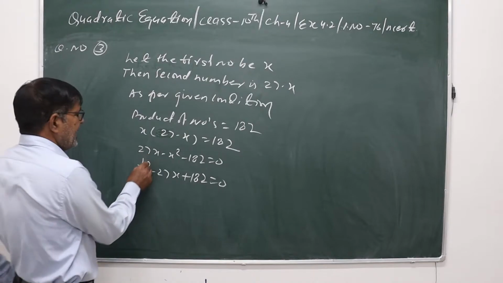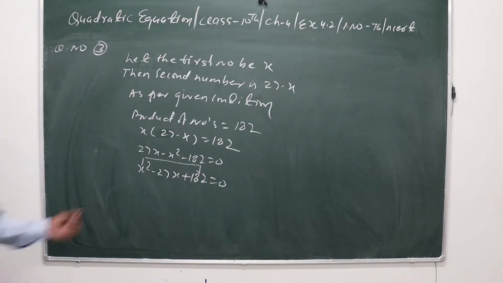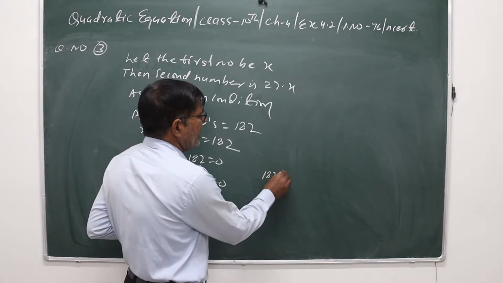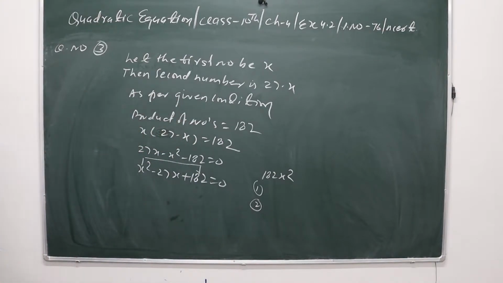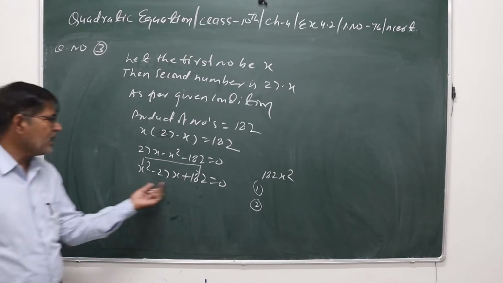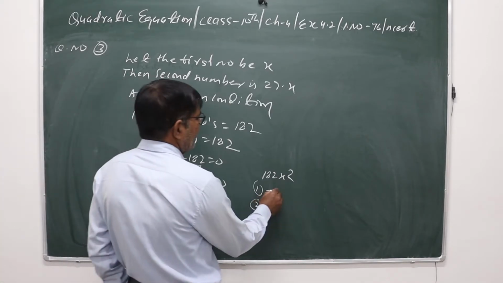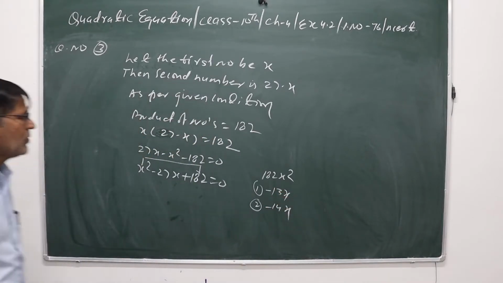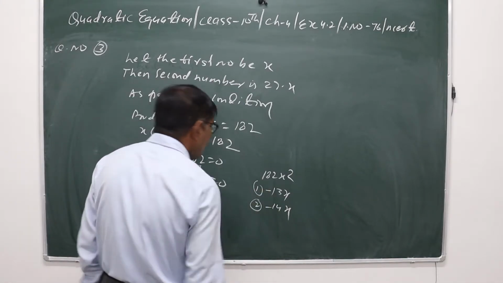Now the highest degree term is x square and the lowest degree term is 182. So we have to multiply x square and 182, so it will be 182x square. Now we have to factor this 182x square in such a way that the sum of these two factors is minus 27 and the product is 182. So let one factor be minus 13x and the second be minus 14x. If we add these two, we get minus 27x, and the product will be 182.